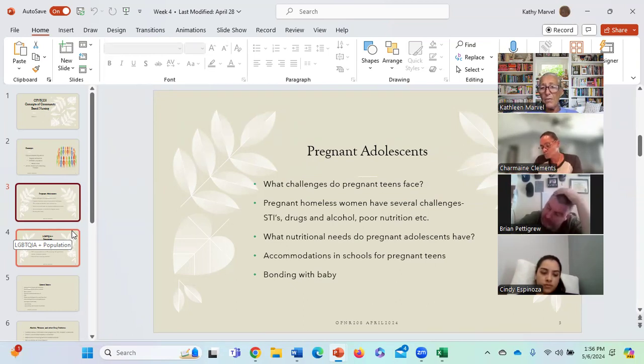What does the environment look like? Is it a supportive environment? Is it a chaotic environment? How's everybody getting along with each other? Is it a calm environment? Is it a loud, argumentative environment?